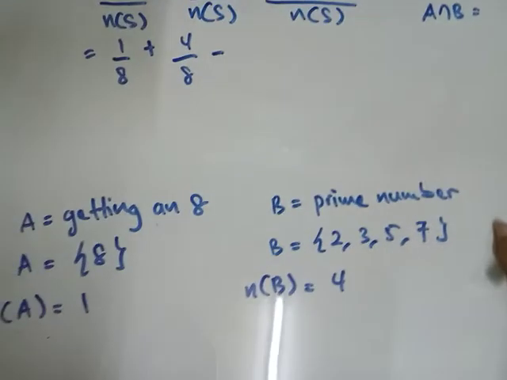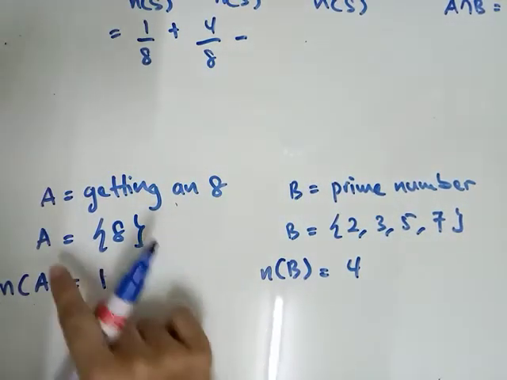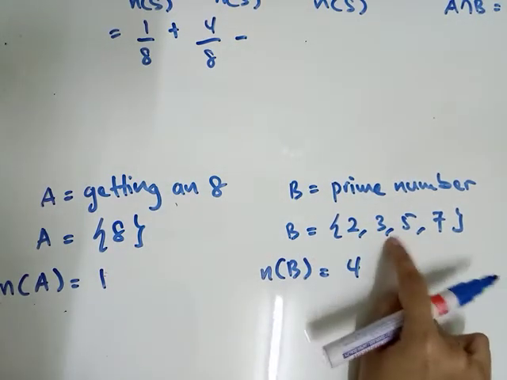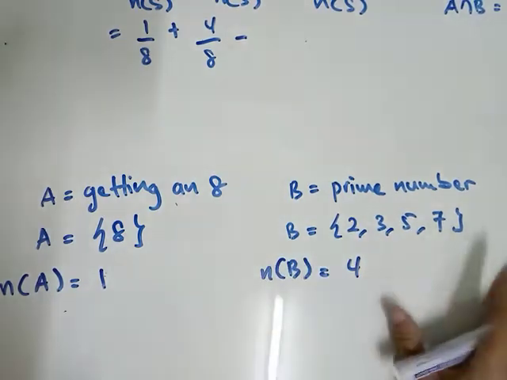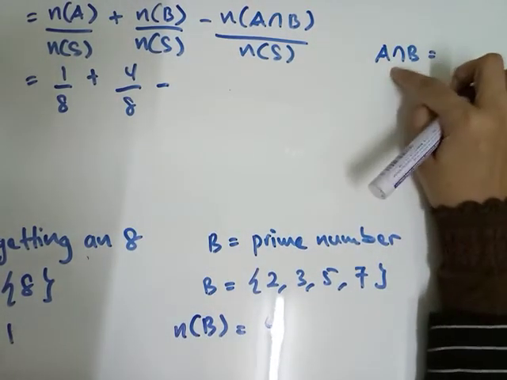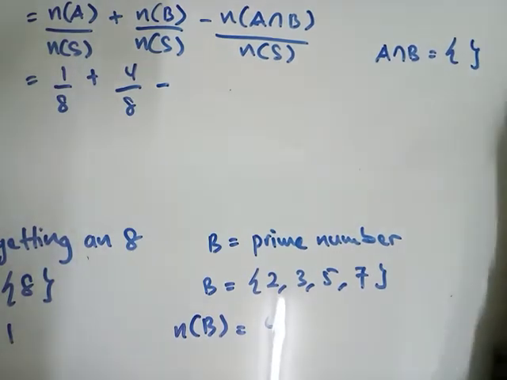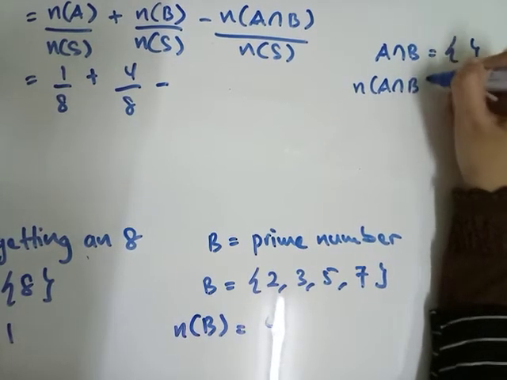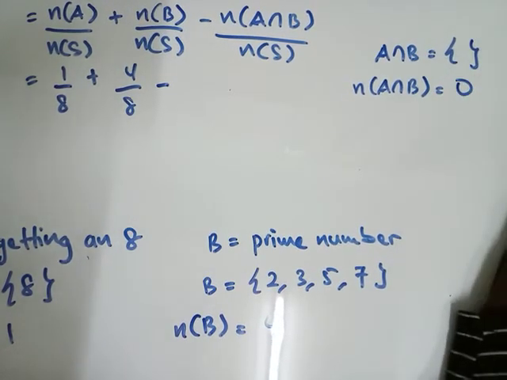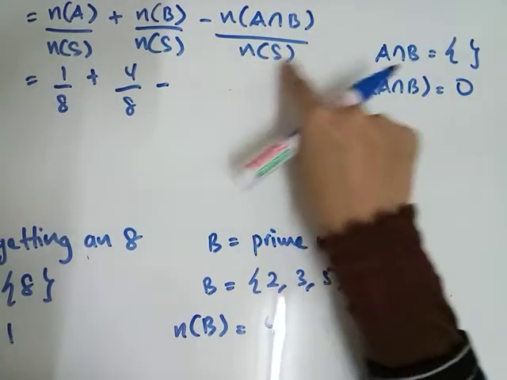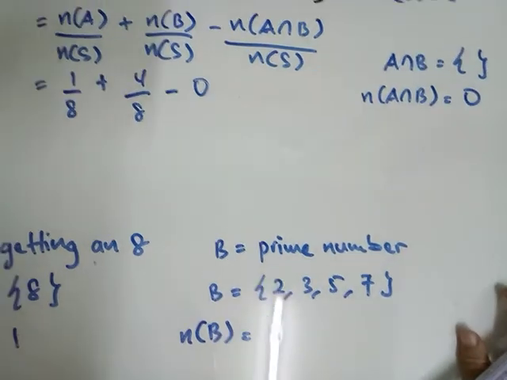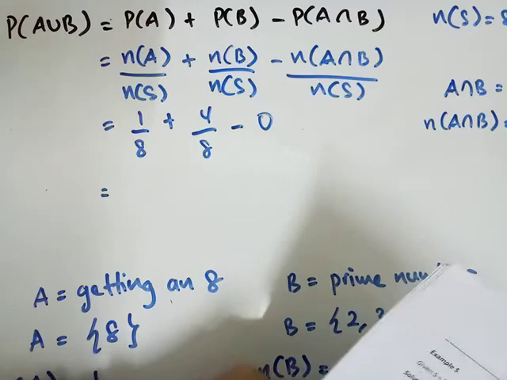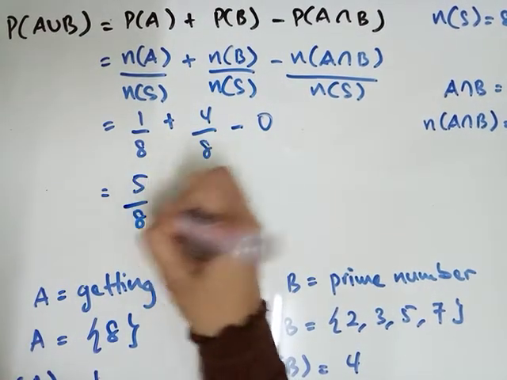Okay, kalau awak tengok, ada intersection tak between set A dengan set B? Set A is 8, set B is 2, 3, 5, 7. Tak ada intersection. Okay, so the element for A intersect B is empty set. So the number of element for A intersect B is 0. Tak ada elemen pun dalam tu. Okay, so yang ni kita letak 0 sahaja dalam formula tu. Then you can calculate 1 over 8 plus 4 over 8. You get 5 over 8. This is the answer.